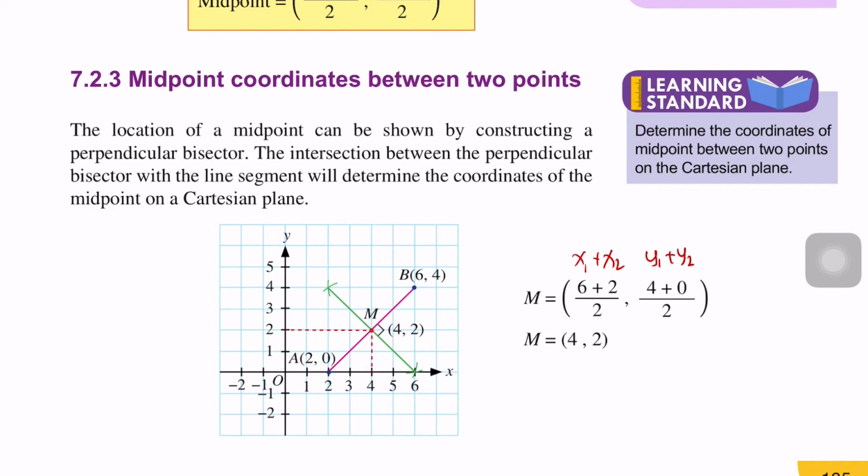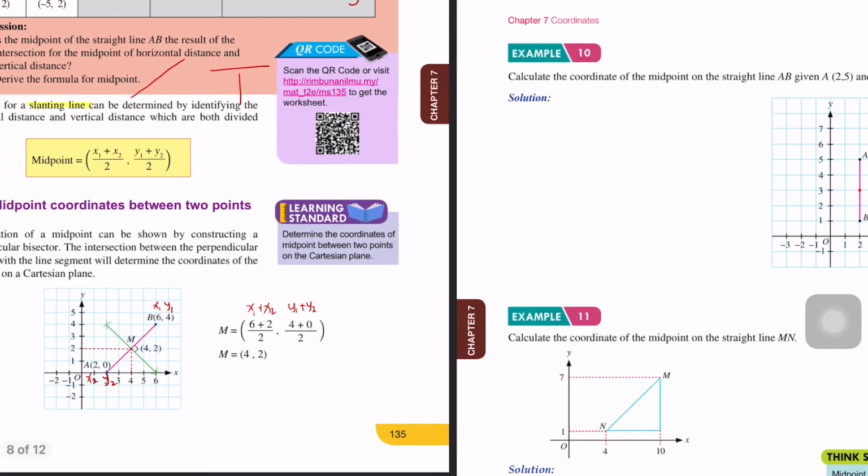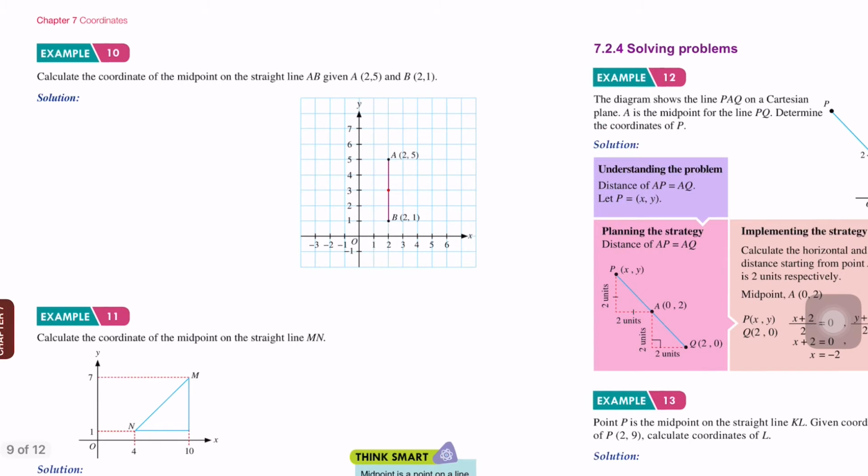So for example di sini saya ambil x1 y1 x2 y2. So x1 plus x2, 6 plus 2 divided by 2, and then 4 plus 0 divided by 2. And the midpoint is 4, 2. Terus dapat 4, 2. Boleh? Okay?